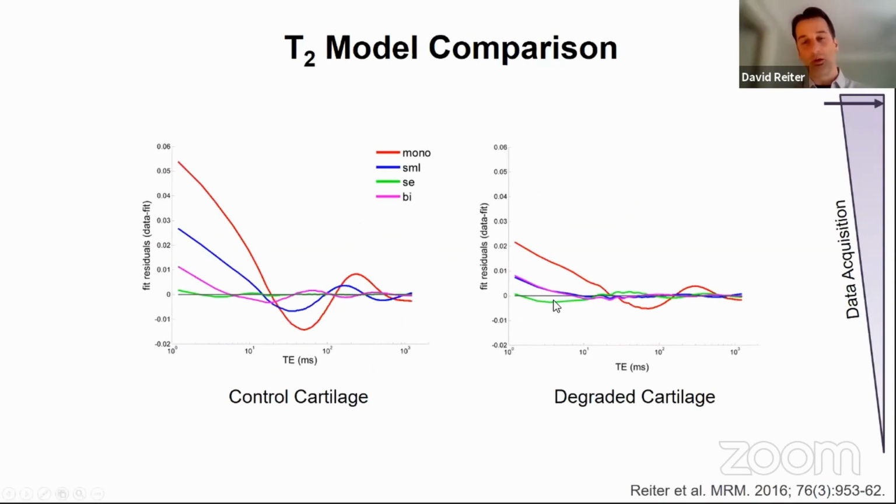The stretched exponential parameter also correlates quite nicely with biochemically derived proteoglycan. And if you compare it with just the bi-exponential model, when you look at the fit residuals between the data and the model itself, we see that we have a much better representation of the data with the stretched exponential model.